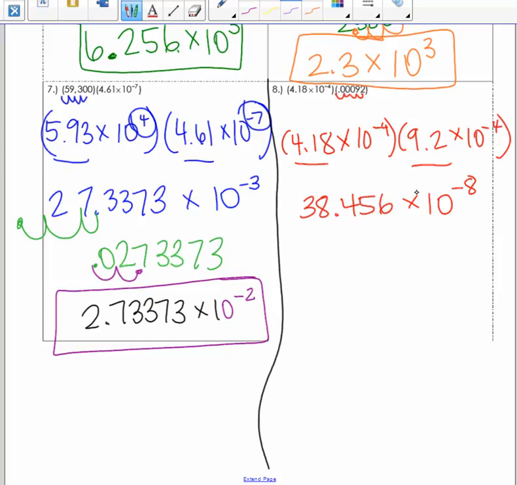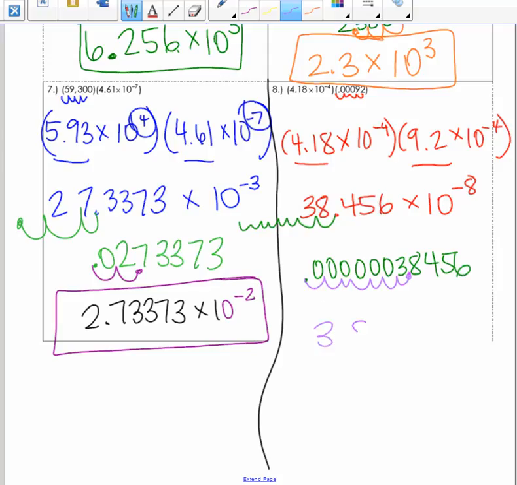All right, we need to clean that up because that's not okay. So we go 1, 2, 3, 4, 5, 6, 7, 8. So we end up with 1, 2, 3, 4, 5, 6 zeros, 3, 8, 4, 5, 6. And then you move it 1, 2, 3, 4, 5, 6, 7 places. So you get 3.8456 times 10 to the negative 7. That's your final answer.